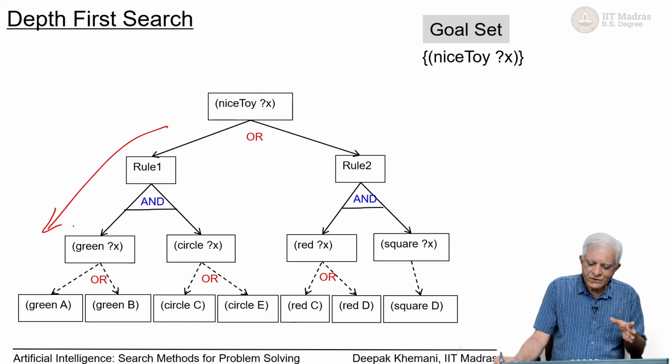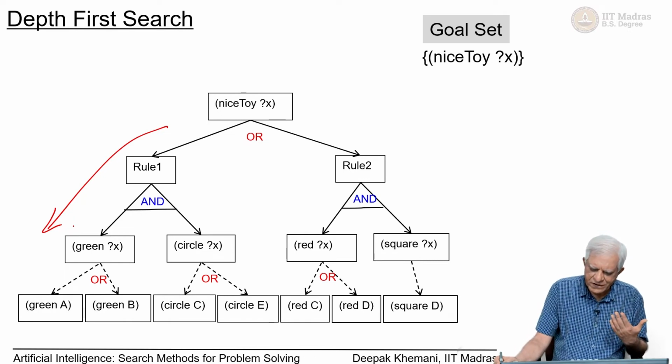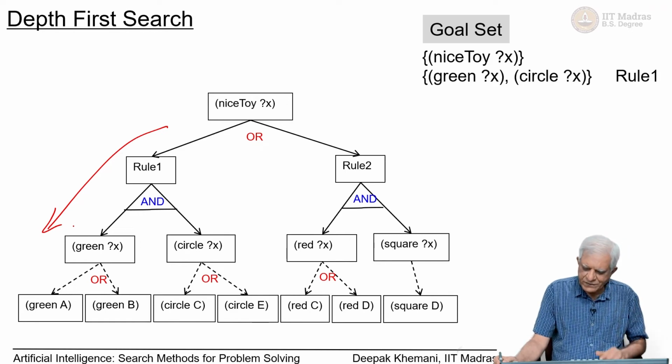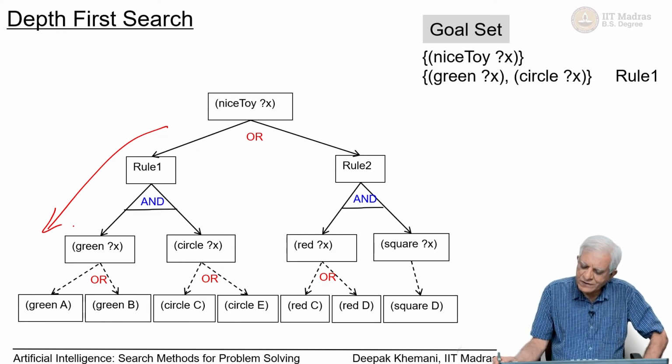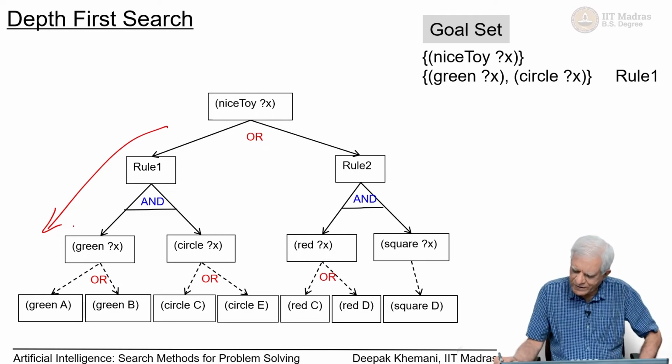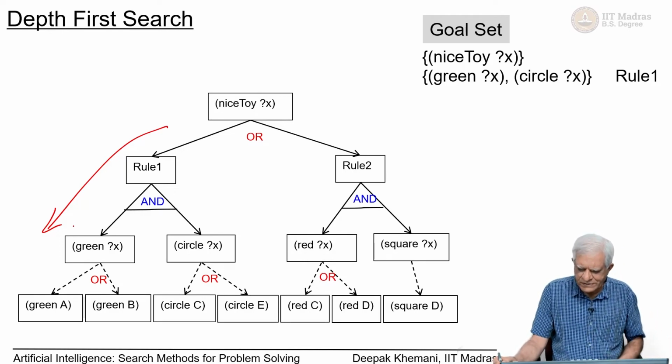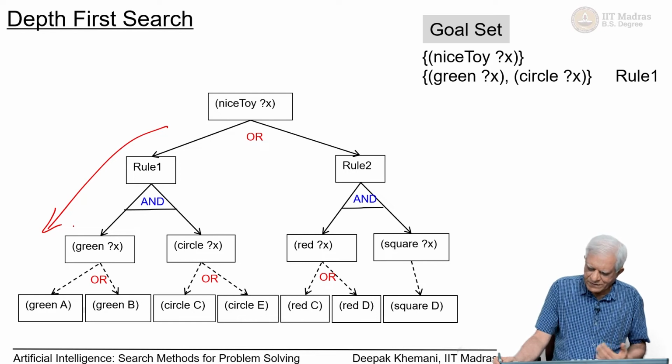So, what is the query we had? Is there an x which is a nice toy? So, we will go down the left branch and apply rule 1 first, and that is what is happening here. We have transformed our query to a set of sub goals, that is, is there an x which is green, and is the same x also a circle.